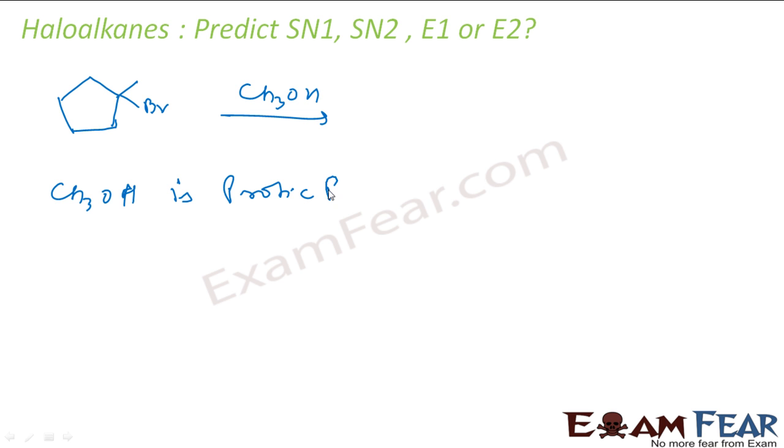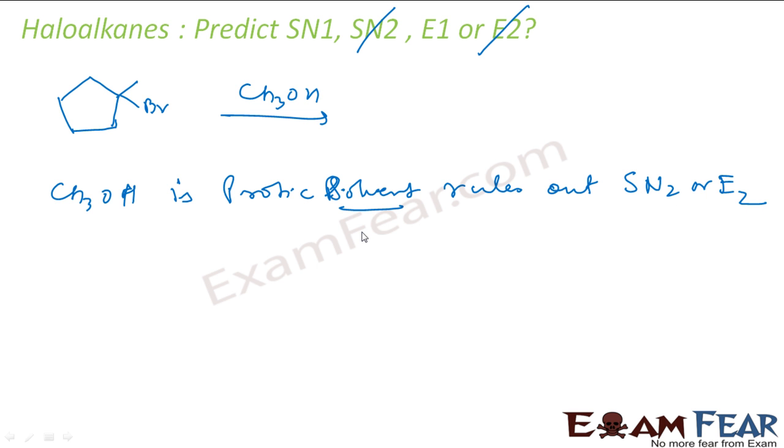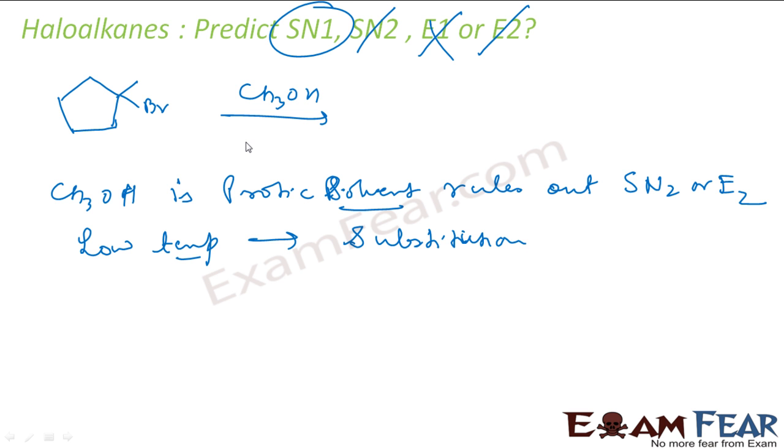Since it is a protic solvent, that means I have to ignore E2 and SN2. This rules out SN2 or E2. Now I have the choice between SN1 and E1, right? But since there is no heat here, no heat means low temperature. Low temperature means what? Substitution reaction. So elimination will be a failure and will not happen. So there will be a substitution reaction.